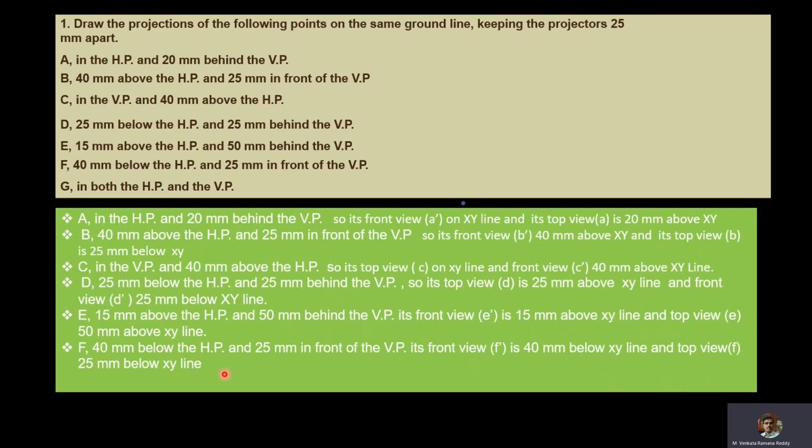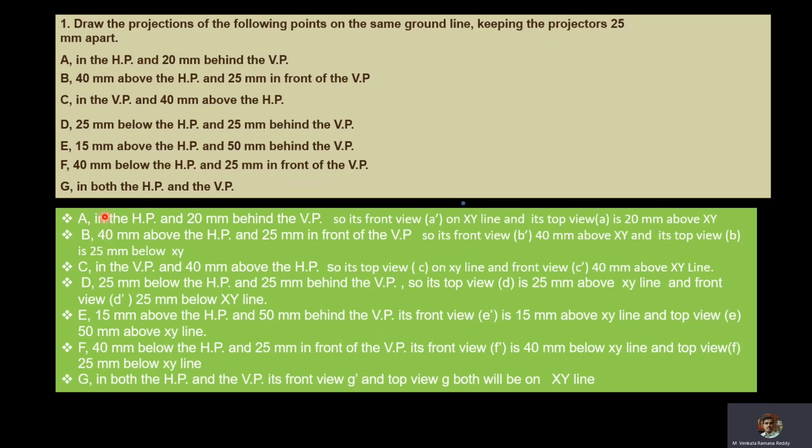F 40 mm below the HP, 25 mm in front of the VP. That means the point is in the fourth quadrant. So both the views come below the XY line. Its front view F dash is 40 mm below the XY line and top view F is 25 mm below the XY line. Point G in both HP and VP. So its front view G dash and top view G both will be on the XY line.